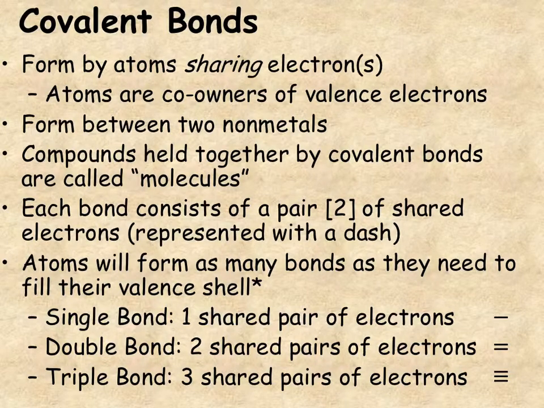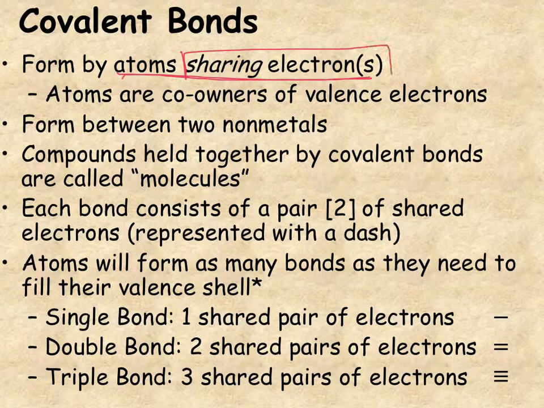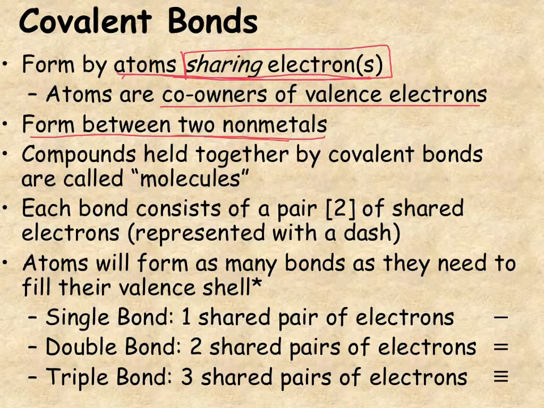Okay, our last bond is covalent bonds, and covalent bonds are formed by atoms sharing electrons. Right, the sharing of electrons is the key to this for a covalent bond. Think of covalent bonds as atoms that are co-owners of valence electrons, and the prefix co means jointly or join, so they're jointly owned by both atoms. And they form between two nonmetals, right? So that's another key thing here. They form between two nonmetals.